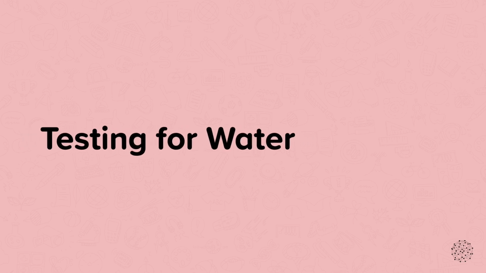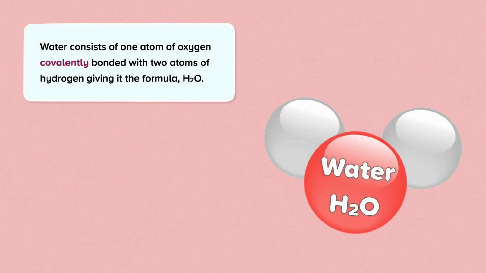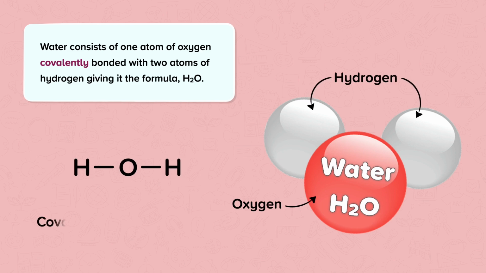In this nugget, we will be looking at testing for water. Water is a chemical compound that is essential for life. It consists of one atom of oxygen covalently bonded with two atoms of hydrogen, giving it the formula H2O.